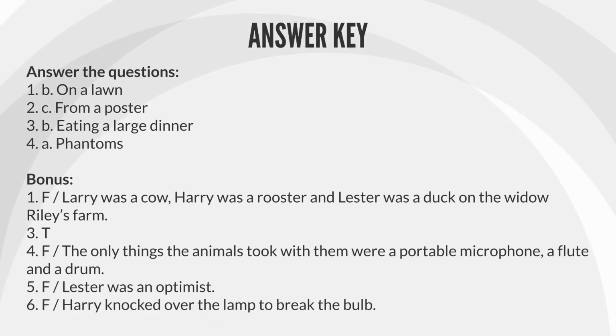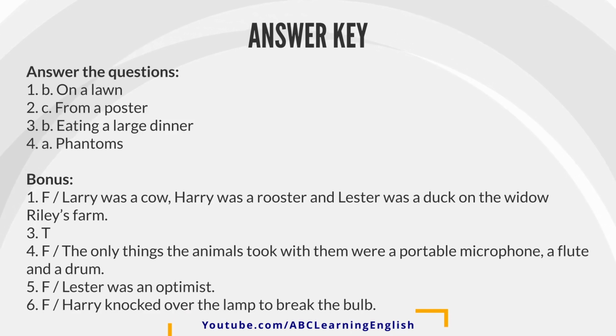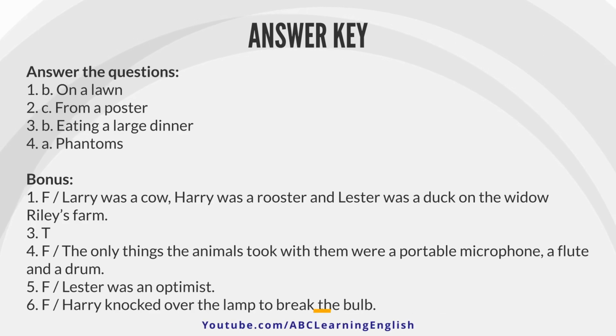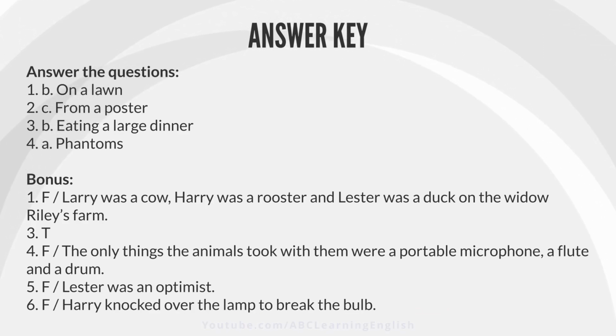F. Larry was a cow, Harry was a rooster, and Lester was a duck on the Widow Riley's farm. 3. T. 4. F. The only things the animals took with them were a portable microphone, a flute, and a drum. 5. F. Lester was an optimist. 6. F. Harry knocked over the lamp to break the bulb.